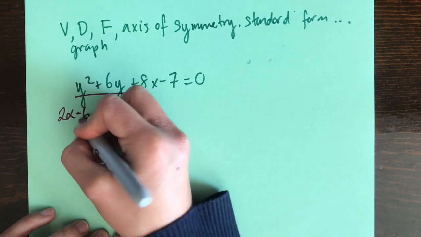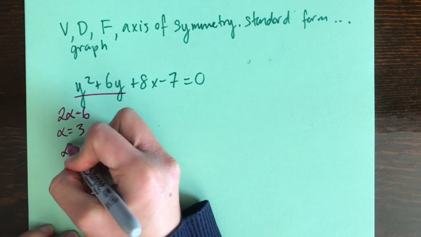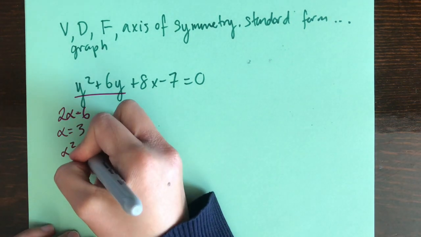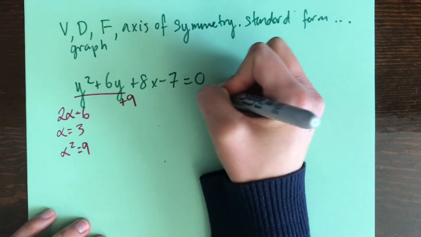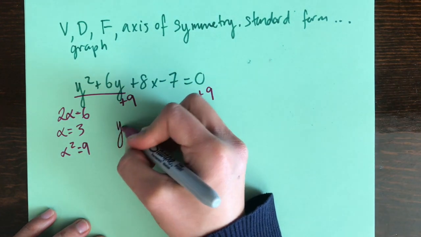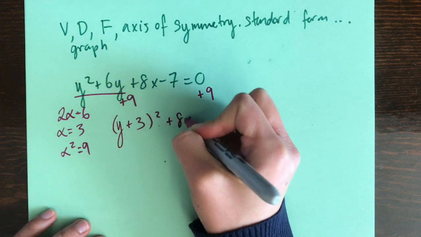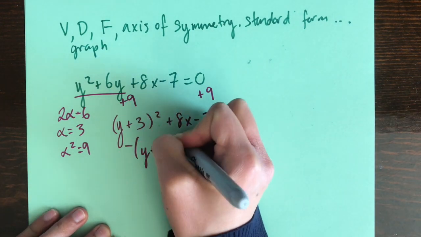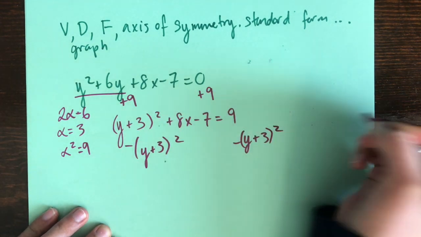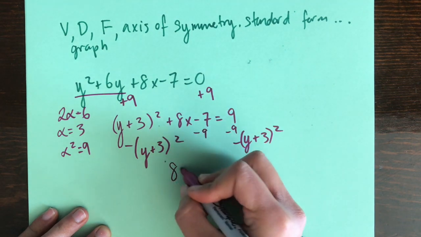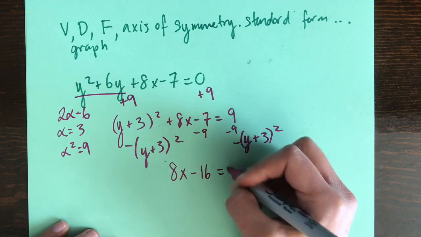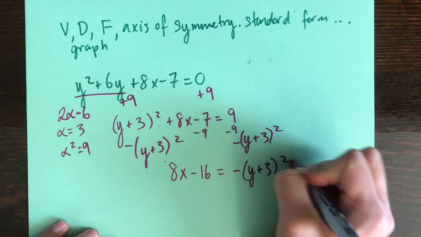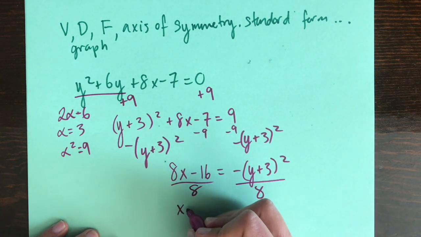So the first thing I will do is turn this into standard form. I'm going to complete the square in y, so 2 alpha is equal to 6, alpha is equal to 3, alpha squared is equal to 9. So I'm going to add 9 to both sides to complete my square in y, so it's (y + 3) squared + 8x - 7 = 9. I'm going to subtract that whole (y + 3) squared term, and I'm going to subtract 9 from both sides as well. I get 8x - 16 = -(y + 3) squared.